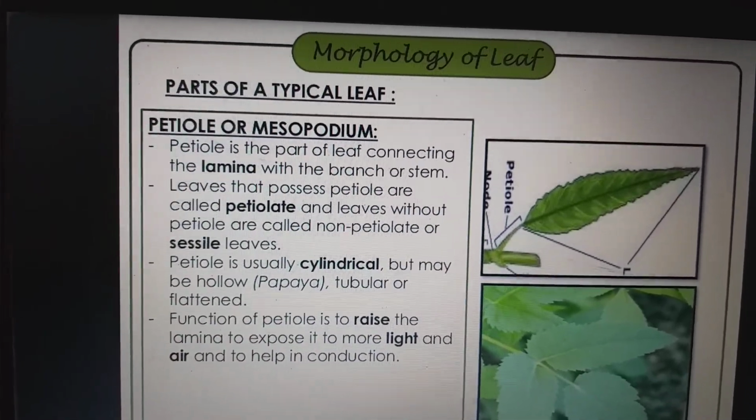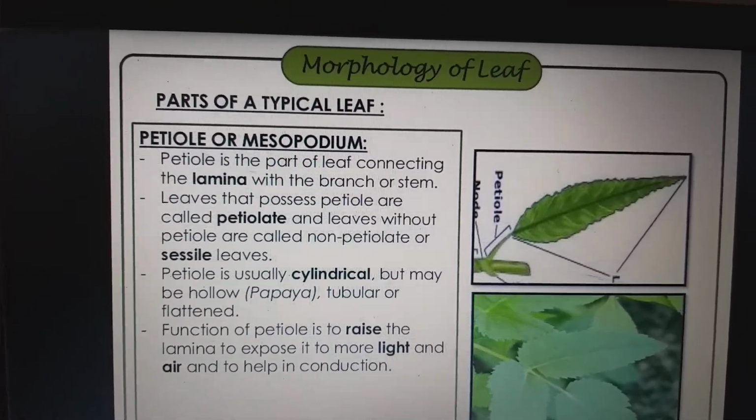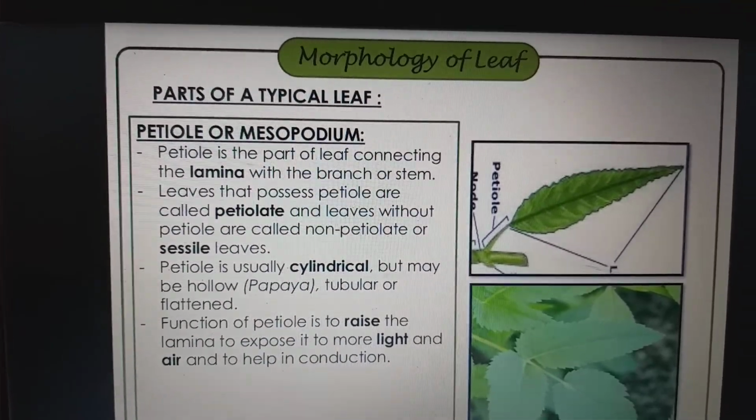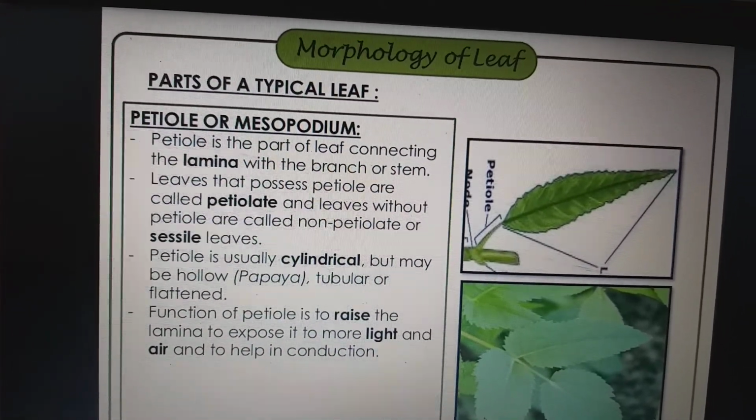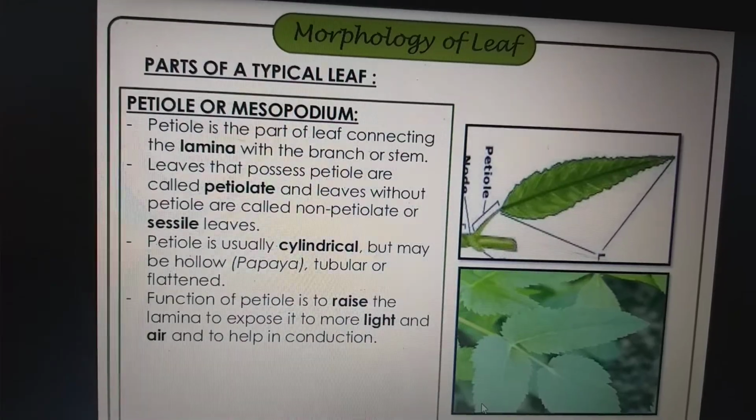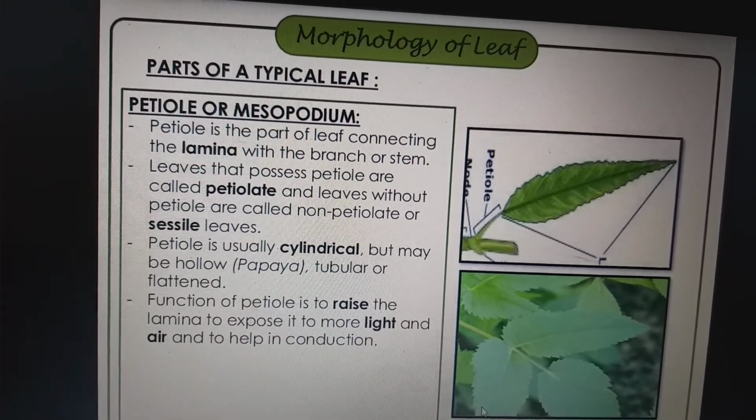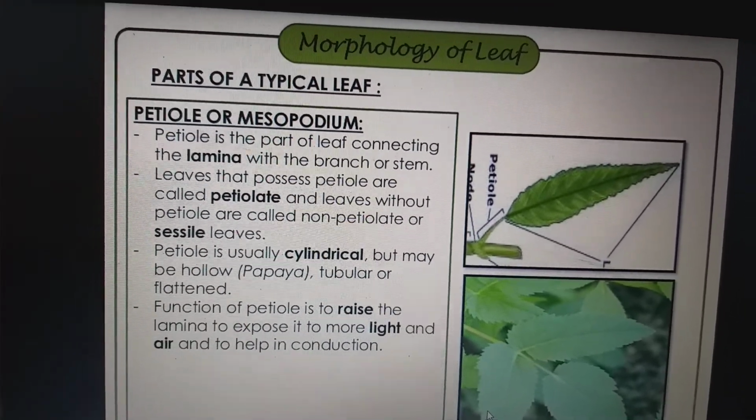The petiole is usually cylindrical, but it can be hollow, for example in papaya, tubular or flattened. The function of the petiole is to raise the lamina to expose it more to light and air, and it helps in conduction.